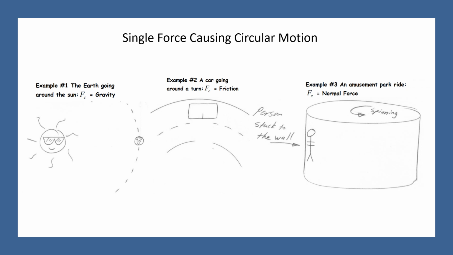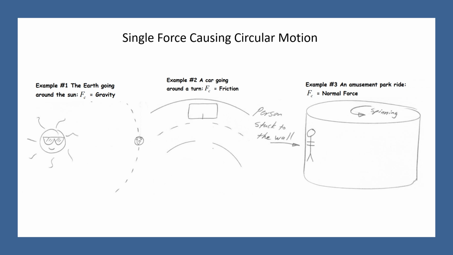Okay, I expect that you can't really see these from far away, but we're going to look at examples of single forces causing circular motion. So I'm going to read it out loud because the font is way too hard for you to see. Example 1 is the Earth going around the sun. Example 2 is a car going around a turn. And example 3 is an amusement park ride, that one where you spin and spin and spin and you stick to the edges and you're like, whoa, I'm stuck to the edges. In my day, it was called the gravitron, whatever it's called.